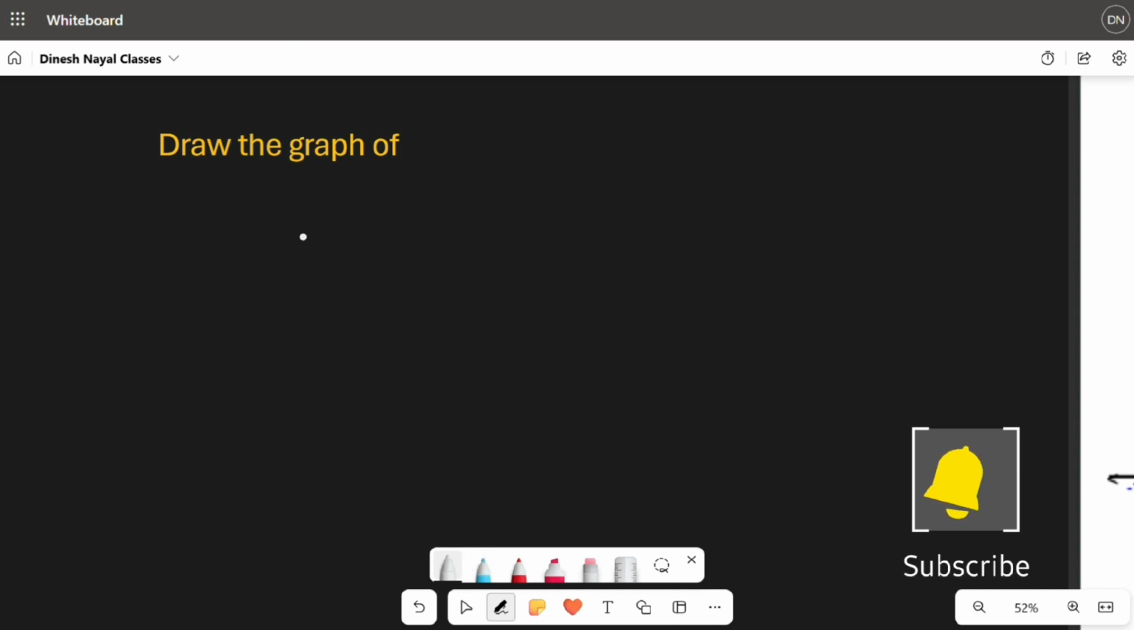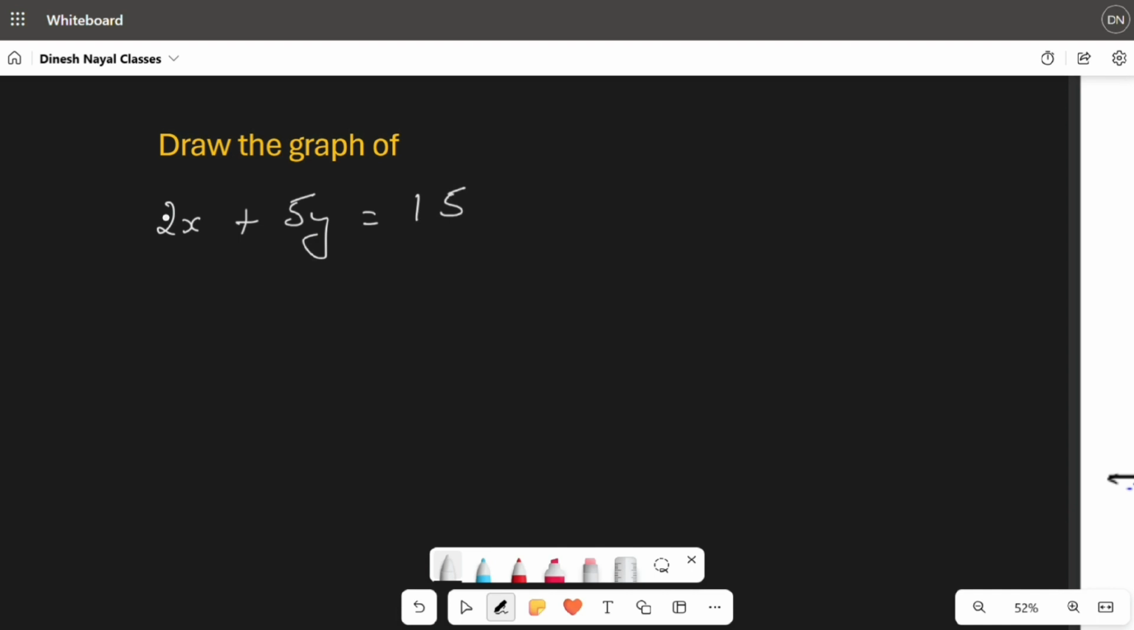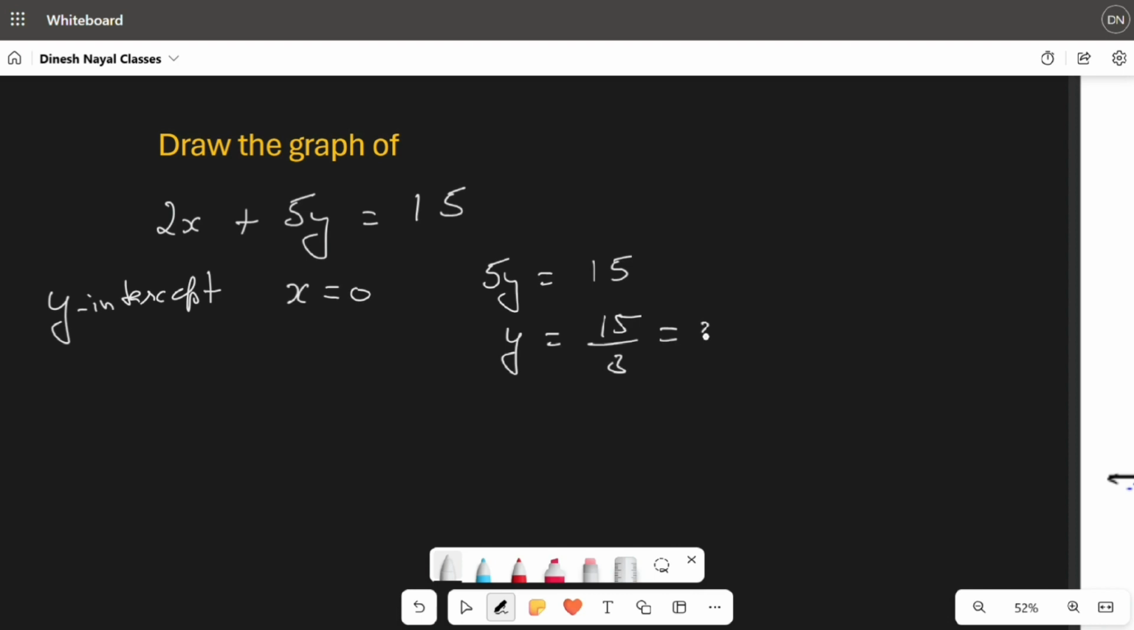Now another example is, draw the graph of 2x plus 5y equals 15. Now you have to draw the graph of this. So again, the first step, you find the y-intercept. So for the y-intercept, you put x equal to 0. Just substitute x equal to 0 over here, this will be 0. So 5y equals 15. So what will be y? y will be 15 by 5, that equals 3. So the point that you have to get is 0, 3.